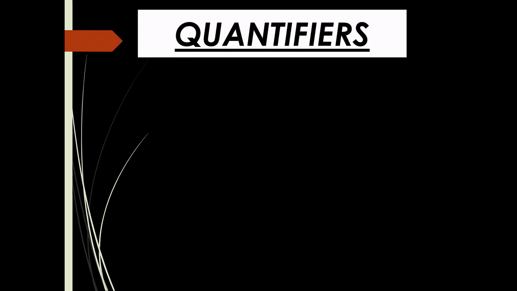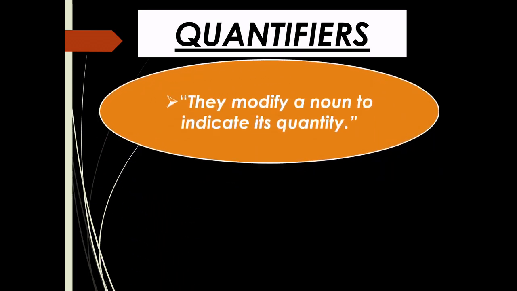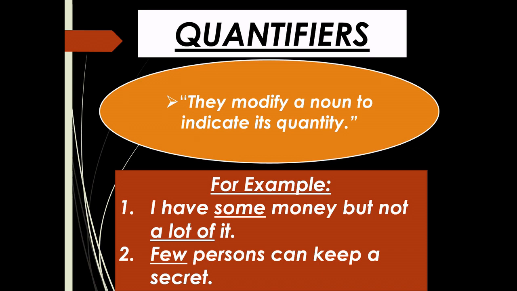Let's see the next kind of determiner, that is quantifiers. The meaning of quantifiers is, they modify a noun to indicate its quantity. I repeat it again. They modify a noun to indicate its quantity. For example, I have some money, but not a lot of it. Here, money is the noun and some is the determiner, a quantifier determiner, and it is indicating the quantity of the noun.